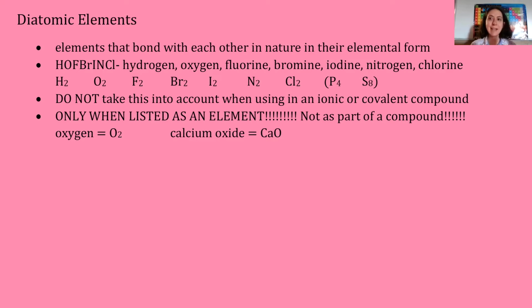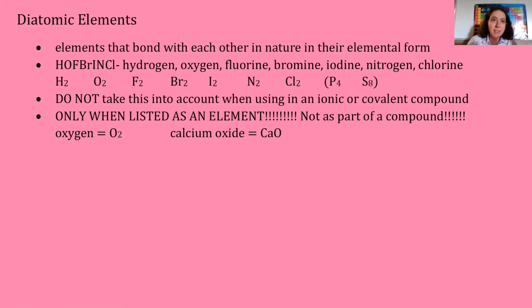As soon as an element is in a compound, this rule no longer applies. If you remember, we've definitely used oxygen and hydrogen and fluorine and bromine and nitrogen and chlorine in writing ionic and covalent compounds, and this does not apply. So for example, the formula for calcium oxide is CaO. It is not CaO2. That does not make any sense. It doesn't neutralize properly. This is only when listed as an element, not as part of a compound.